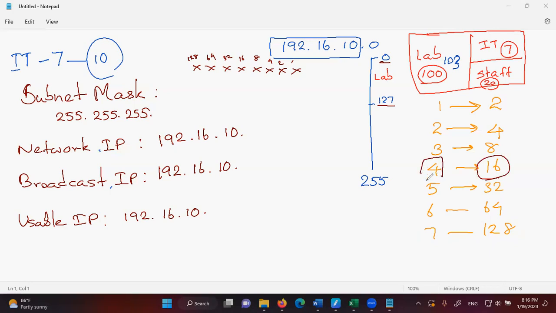So we have to go for a 16 block. That means we need 4 bits. Right. Then we can divide the segment, the 8 bits, by taking 4 bits from the right. Then we must mention the subnet mask, 11110000. That means 240, right? So the new subnet mask will be 240.